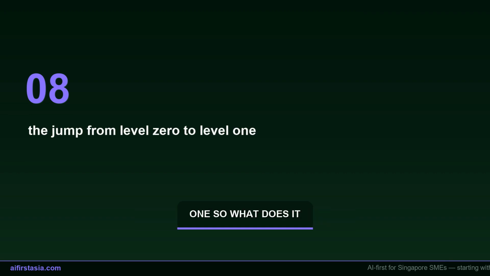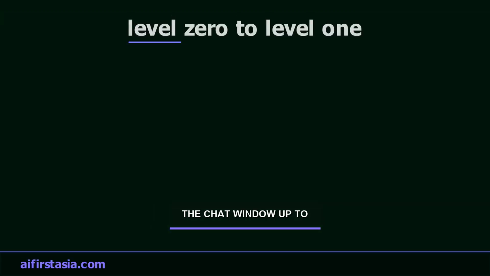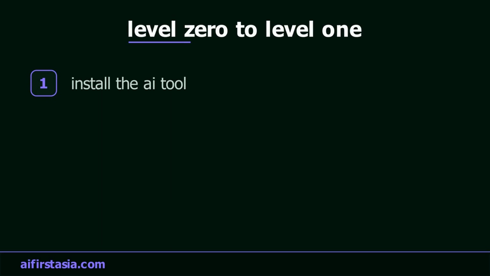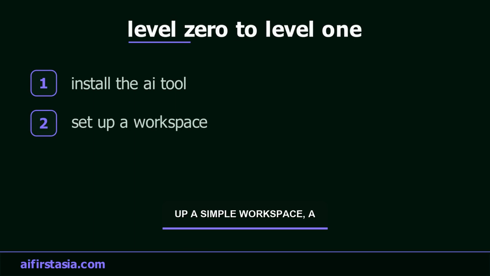We have just been making do with the first one because nobody showed us the door, the jump from level 0 to level 1. So what does it actually take to move from the chat window up to AI on your computer? Less than you would expect. You install an AI tool that is allowed to run on your machine. You set up a simple workspace, a place where the AI and your files can meet.